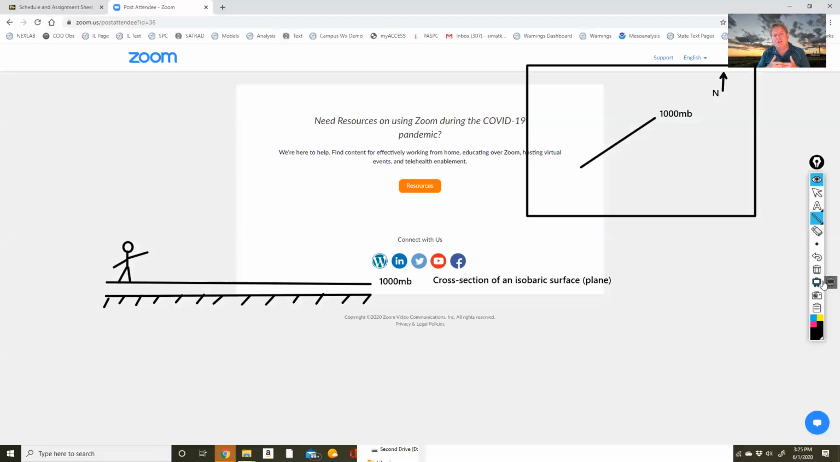But then here's the question. Is there a pressure gradient on it? And I'm like, well, I don't know. Remember, pressure gradient is a change in pressure as I go from here to here. But if every place on this plane is 1,000 millibars, then there's no difference in pressure. And if there's no difference in pressure, I don't have a pressure gradient. If I don't have a pressure gradient, I don't have a wind. So I'm just walking on the floor and there's no wind, okay?